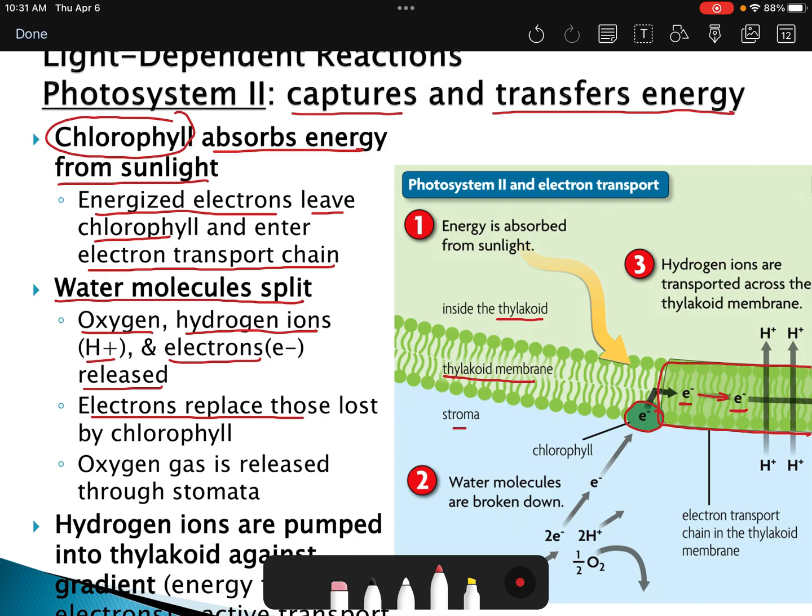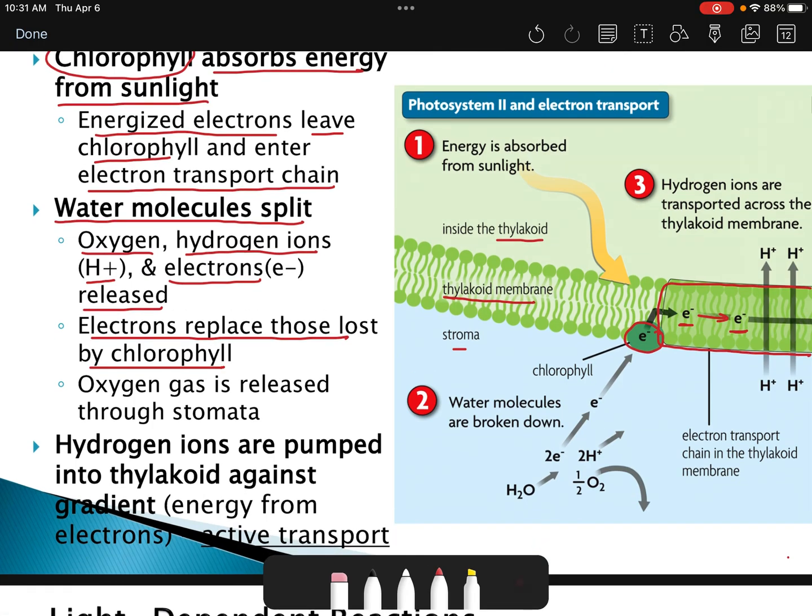The electrons replace those that are lost by chlorophyll. So here you can see, when the water molecule right here splits, the electrons right here are going to go up and replace those that were lost by chlorophyll.